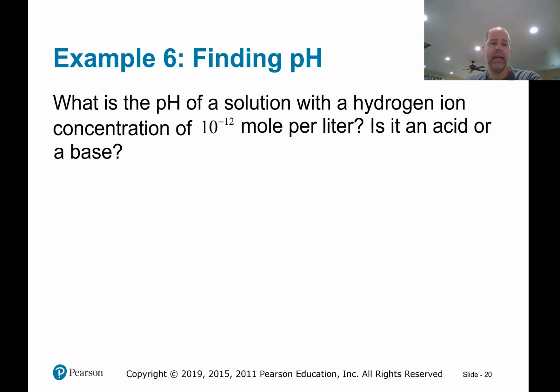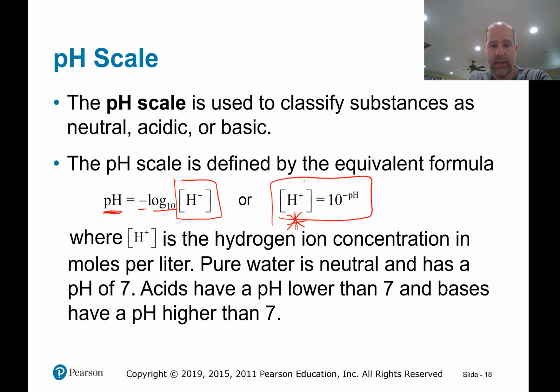Okay, now here it says, what is the pH of a solution with a hydrogen ion concentration of 10 to the negative 12 moles per liter? Okay, is it an acid or a base? Well, right away, if you look at the formula, notice that the hydrogen concentration is 10 to the negative pH. So if you want to look at concentration, you could just look at the exponent, and the exponent will give you the pH. You just have to take the negative of it, okay?